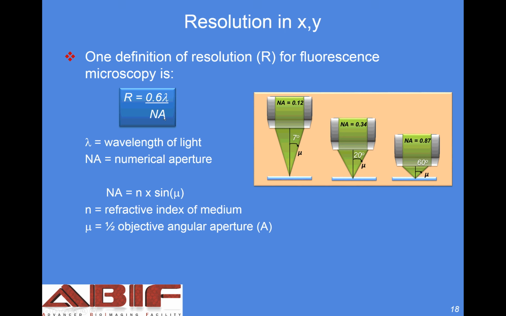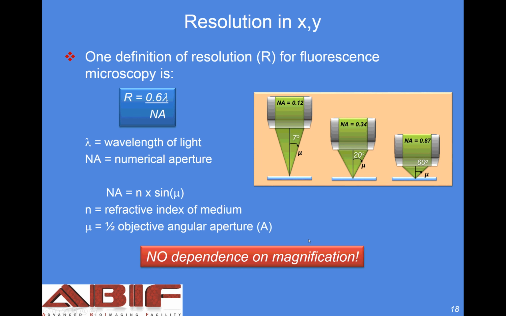And as you remember, the numerical aperture is related to the refractive index of the medium and the half angle of the aperture. So in this case, that angle would be 7 degrees, 20 degrees, and 60 degrees as we go to higher numerical aperture. So we can calculate the resolution of a lens for a certain color of light just by knowing the wavelength of the light and the numerical aperture. And a very important point here is that this does not depend on magnification. So when choosing a lens, magnification is not one of the most important parameters, although it seems like it should be. It's actually not playing into your resolution at all.